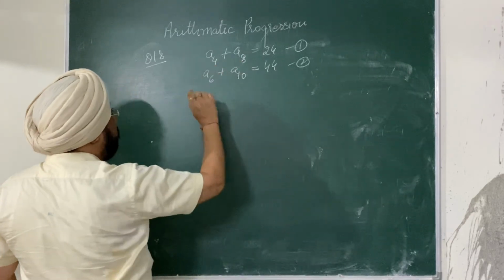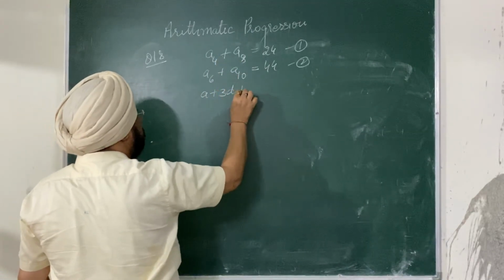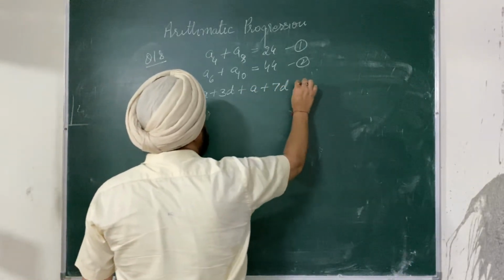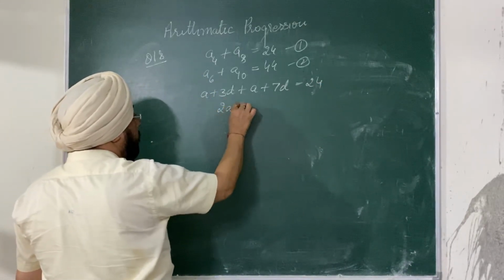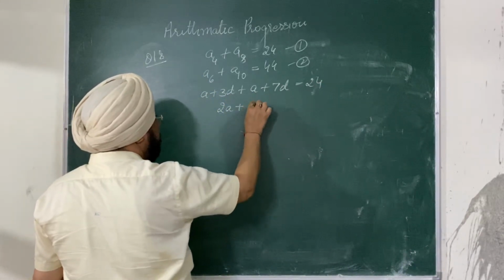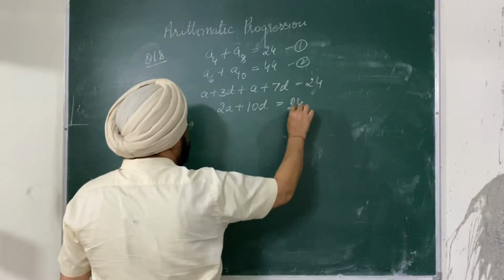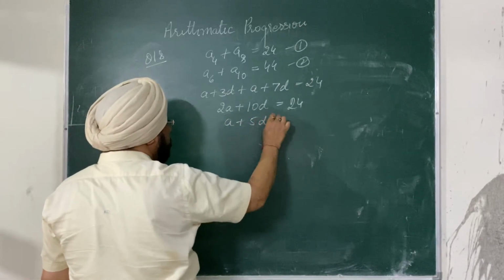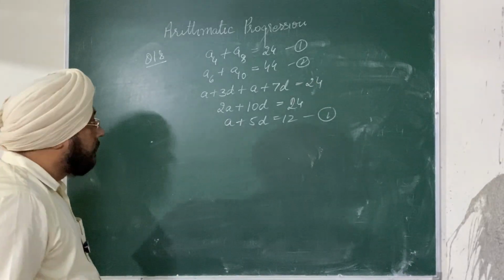Now first of all, a4 means a plus 3d, plus a8, which is a plus 7d, which is equal to 24. So a plus a becomes 2a, and 3d plus 7d is 10d, which is equal to 24. Divide by 2, we get a plus 5d is equal to 12. So this is the modified form of equation number 1.